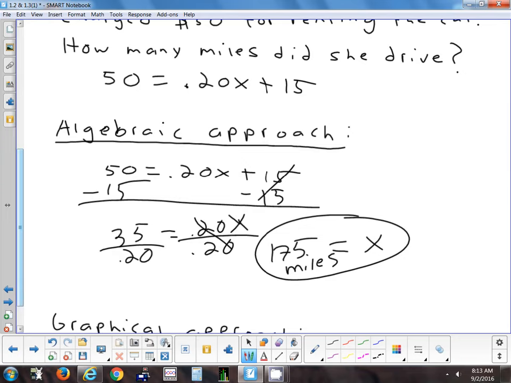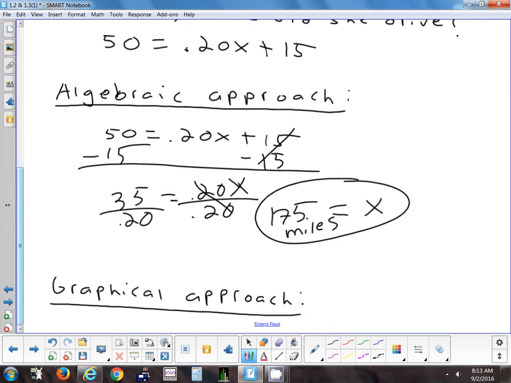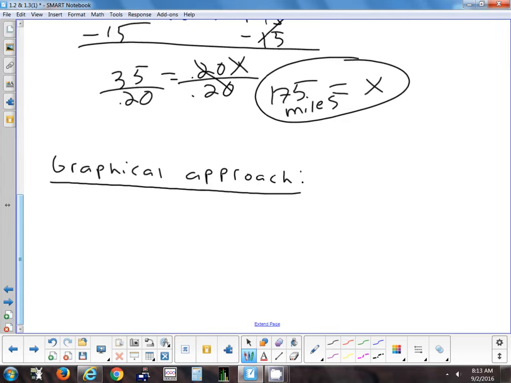And remember, that's not a cost. That was miles. How many miles did she drive? Okay, any questions on that? All right. So now let's take a look at how we can do it on a graphing calculator. You could do a graphical approach with graph paper by hand, but we're going to try the graphing calculator.